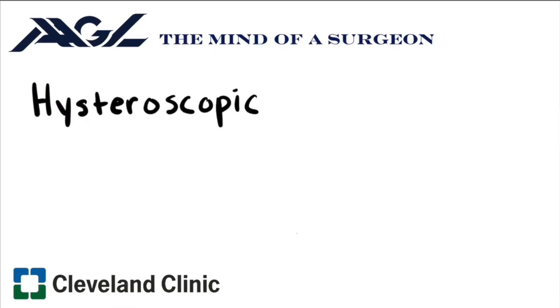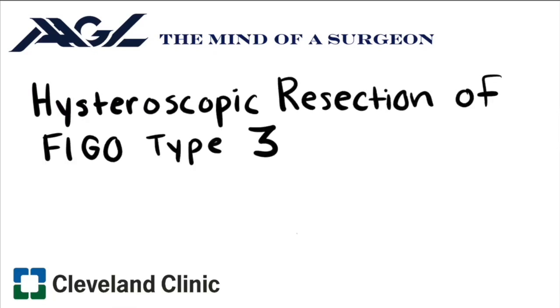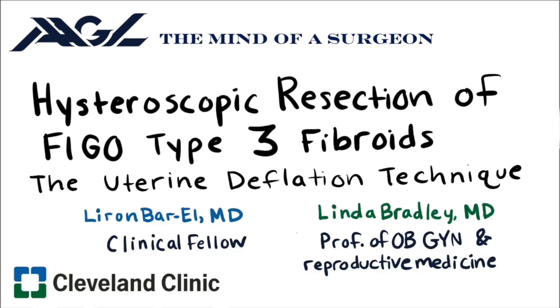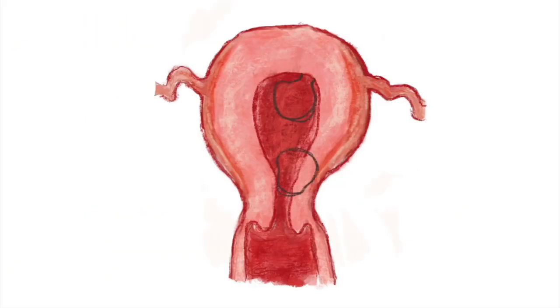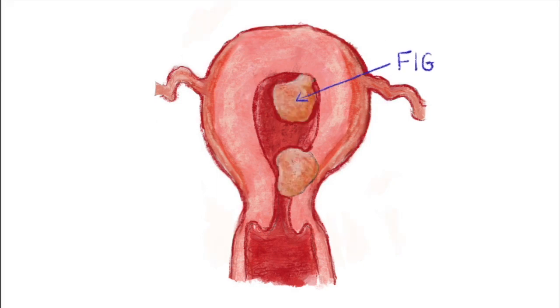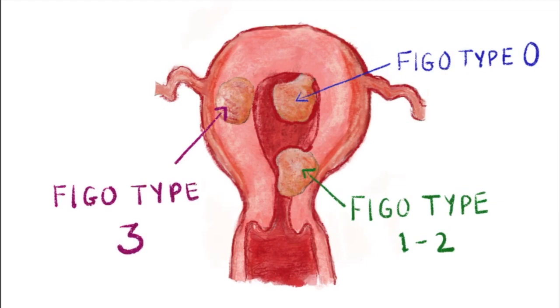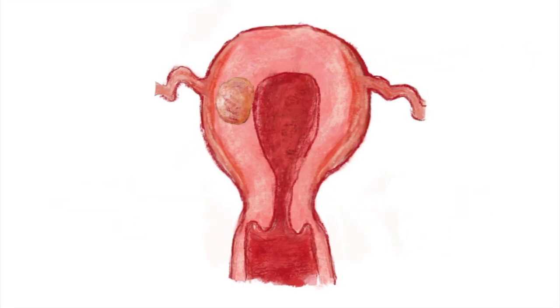My name is Liron, and I want to show you how we resect FIGO type 3 fibroids hysteroscopically using dynamic pressure management. I was taught in residency that hysteroscopic resection is only good for the submucosal fibroids, FIGO type 0 to 2. No one dared to dig into the uterus for FIGO type 3 fibroids. When I started my FMIGS fellowship, I realized that even these fibroids can be resected hysteroscopically with a novel adjustment to a very traditional technique using the resectoscope and varied intrauterine pressures.